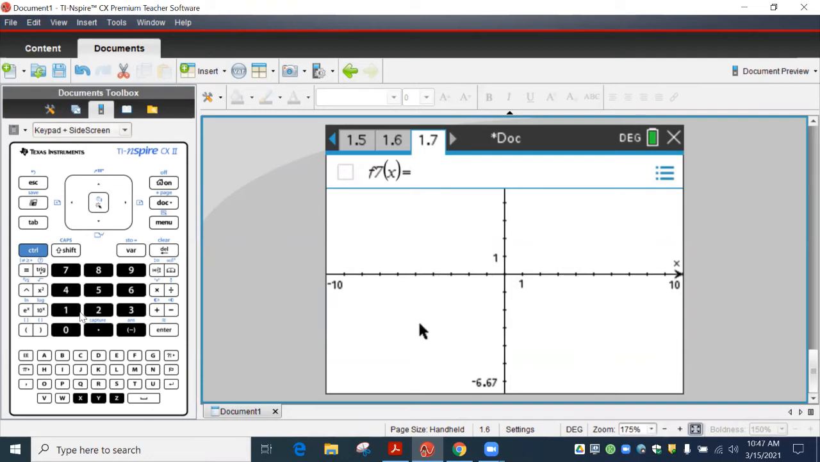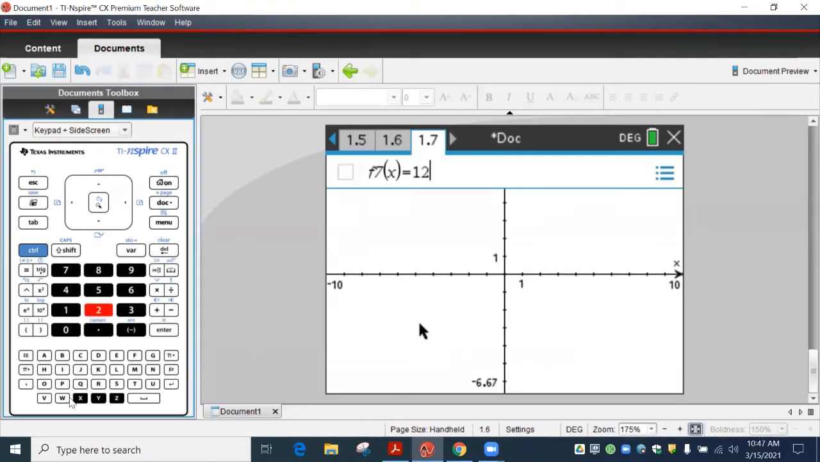We are not allowed to use the letter F, so we have to use X. So we're going to type in 12x squared, minus x. And then what's the last part?